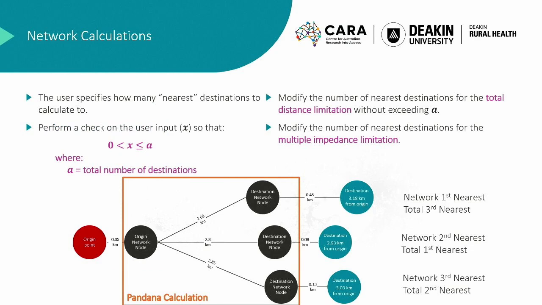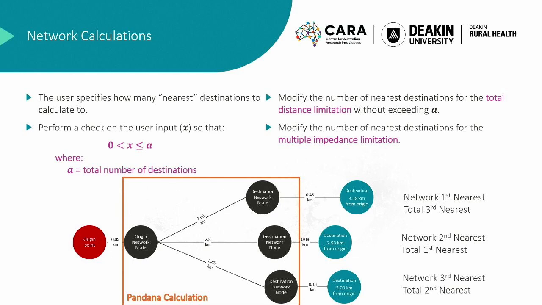From there, we are just doing the part of the calculation in the orange box that you can see on the screen there. So the user will specify how many nearest destinations from each origin point that you'd like to calculate to. One thing I should note is that realistically in this calculation, we're not going from every origin, we're going from every network node, and then those origins just have a connection to that part of the network. But from that user specified number, we just do a few checks just to make sure that our number is less than the total number of destinations, so that we're not exceeding that unnecessarily.